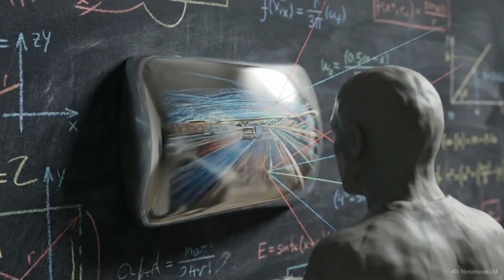Convex mirrors curve outward to provide a wider field of view, making them perfect for vehicle rearview mirrors by consistently forming small, upright virtual images.